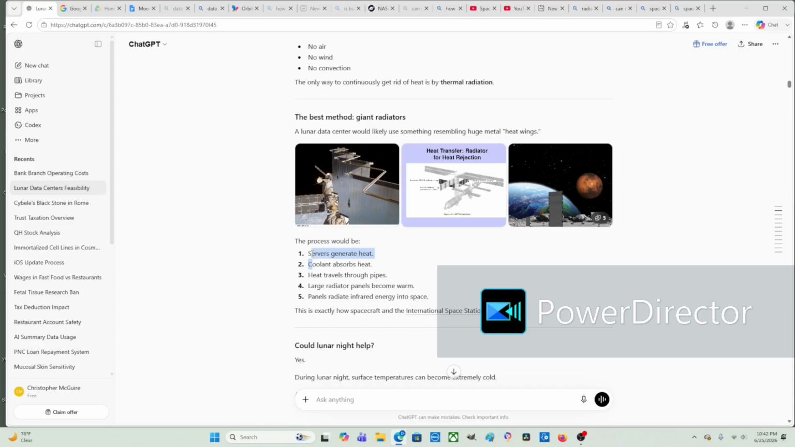Server data centers generate heat. Heat is transferred to pipes through conduction, and heat travels through pipes, and then heat is transferred to the radiators, and then the radiators expel the heat into space.